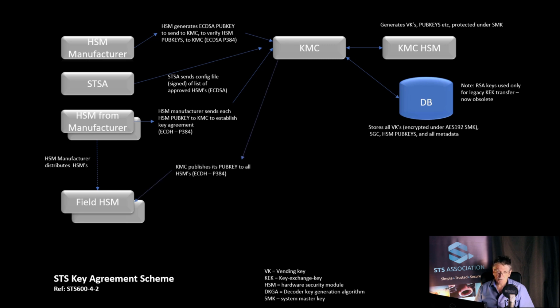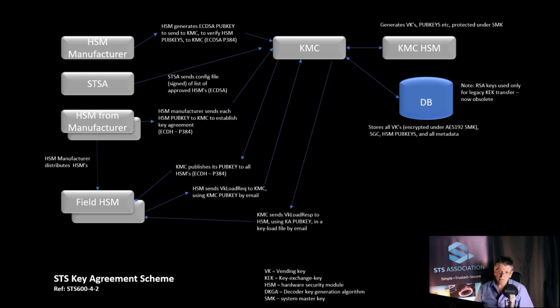Then when the field security module requires a VK load or keys, first of all it gets the public key from the key management center, which is published to all secure modules. In fact, all manufacturers can get this from the key management center at any time you like, and that is used to transfer the VK load request to the KMC. So the HSM then requires vending keys. It sends a VK load request to the key management center using the KMC public key, and it sends this as a plain text file by email.